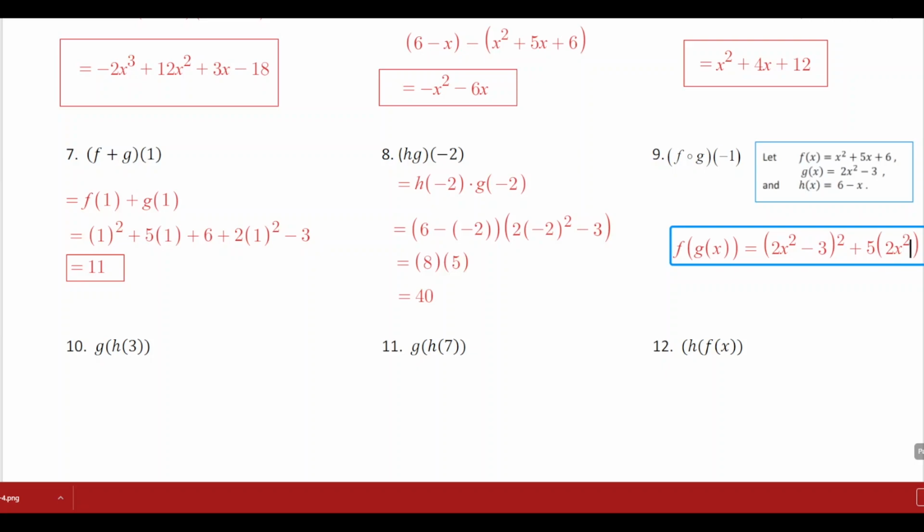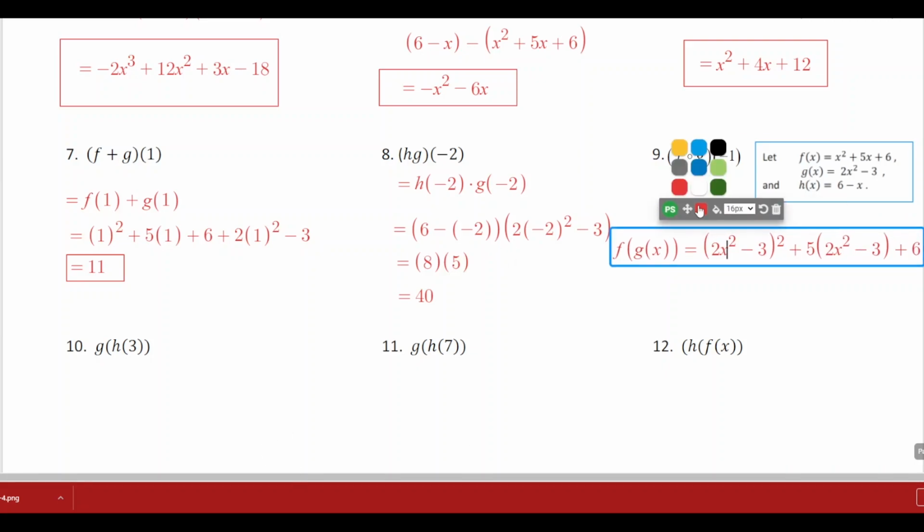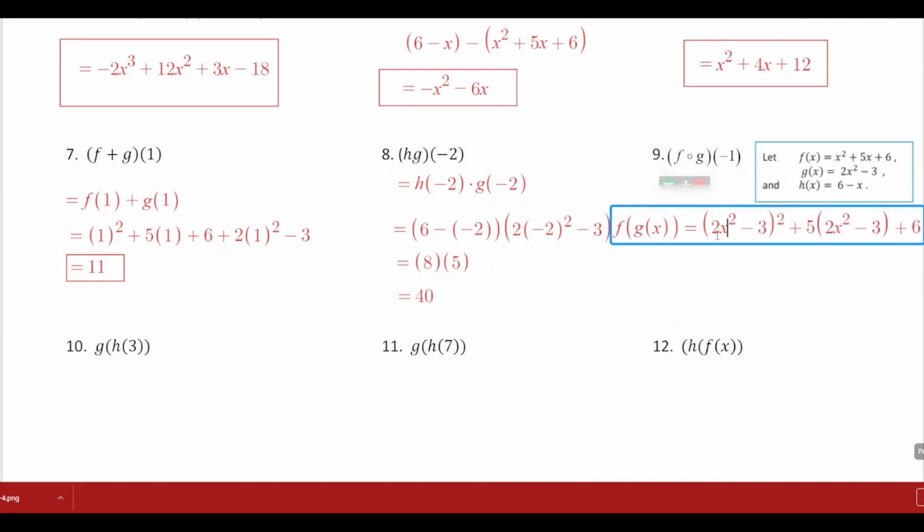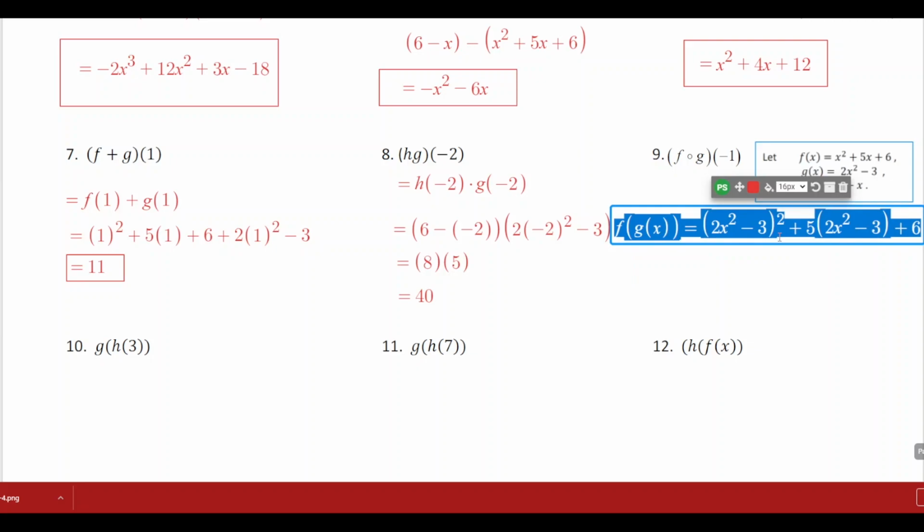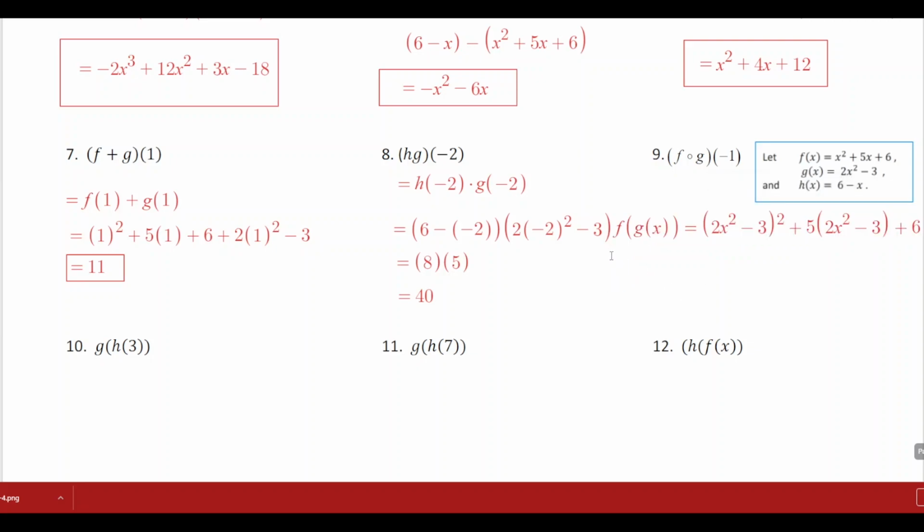Maybe it will be easier to plug it into g and then plug that into f. I think with the one that's going to be this long, it's probably going to be the way to go. But I'll go ahead and plug in -1 at this point. So everywhere where I see an x, I'm going to plug in -1 and then evaluate.